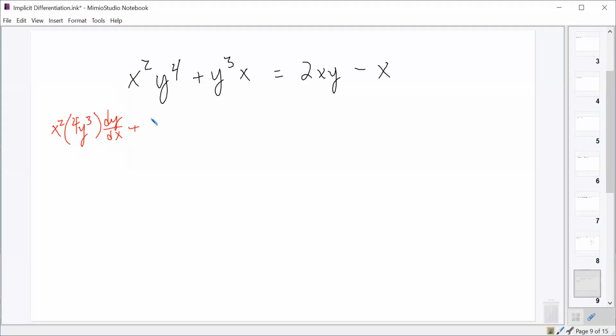And then plus y to the fourth times the derivative of x squared, so 2x y to the fourth. And then for the next one, it'll be y cubed times x, product rule, so y cubed times the derivative of x, and then plus the derivative of the y cubed, which is 3y squared dy/dx times just the x.